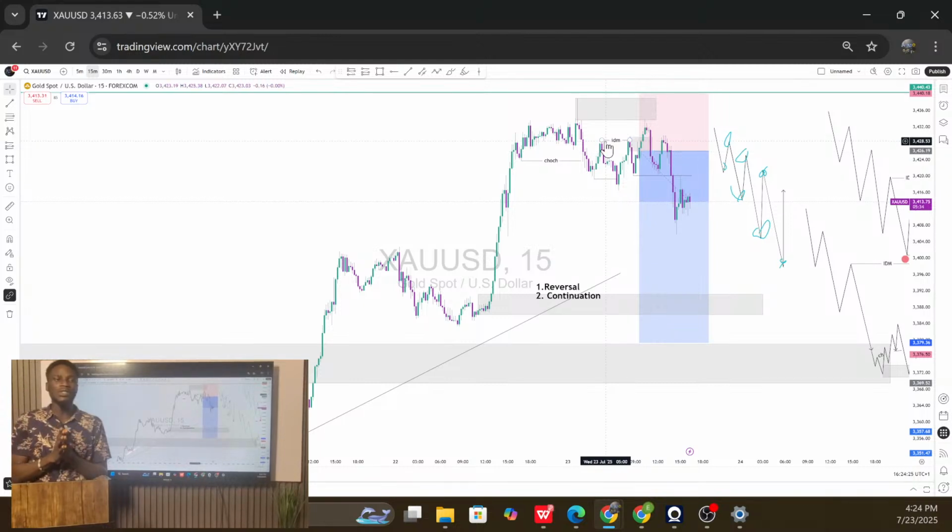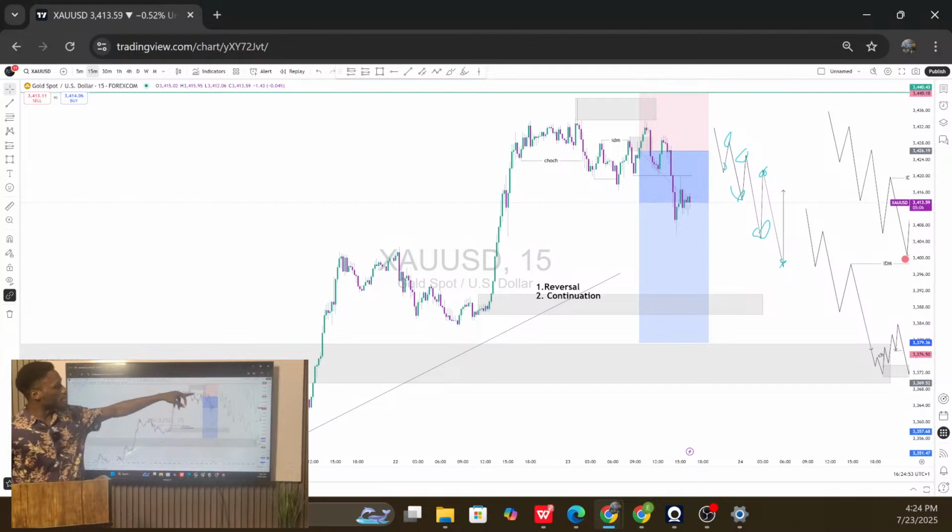Sweeping that high means one thing. It means inducement. Price sweeping a particular high means that price is actually inducing. Price is doing something called inducement. And inducement is just a false, in this case, a false buy move, a buy move that tends to deceive traders into taking buy trades, whereas the market is actually going to be selling afterwards. So inducements are false buy moves.